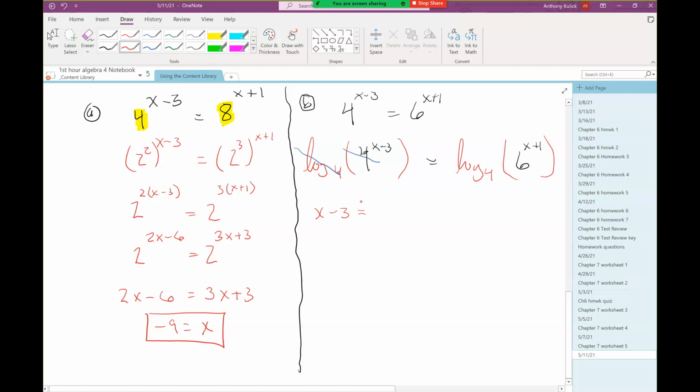Now, in my right-hand side of this equation, the log base and the exponent base are different. Everybody agree with that? So they will not cancel. What I'm going to use instead is the power property. So the exponent in that logarithm, the x plus 1, I get to move to the coefficient of log base 4 of 6.